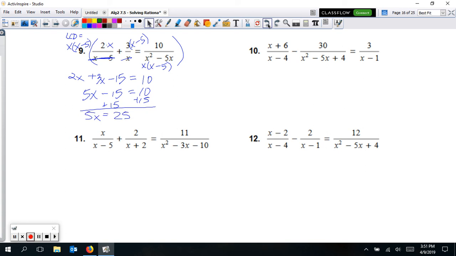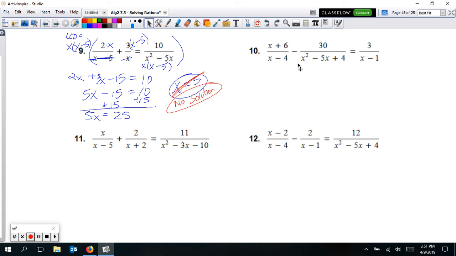And just divide by 5, and so x is equal to 5. But notice I have to cross that out. I can't keep 5 because that's one of my excluded values here. So one of the excluded values is x cannot be 5 and x cannot be 0. So since we got an answer that was an excluded value, we have to cross it out. Since that's the only answer we got, we then have to say that this problem has no solution. There is no solution to this one.